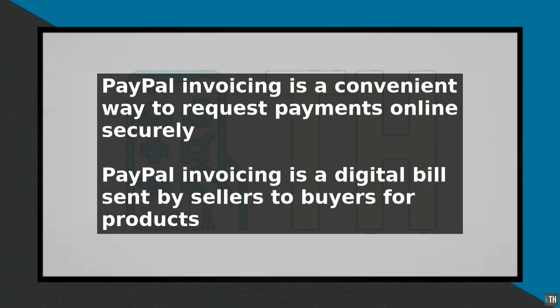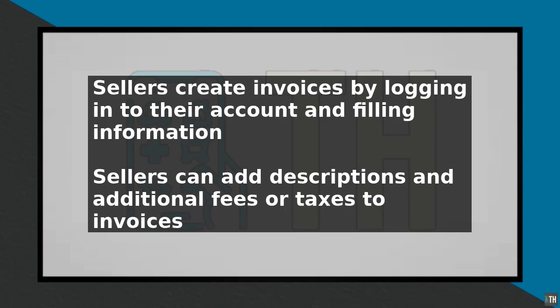To create a PayPal invoice, the seller needs to have a PayPal account. They can then log into their account, click on the Invoicing tab, and fill out the required information, including the buyer's email address, invoice number, and payment details. The seller can also add a description of the product or service, as well as any additional fees or taxes.